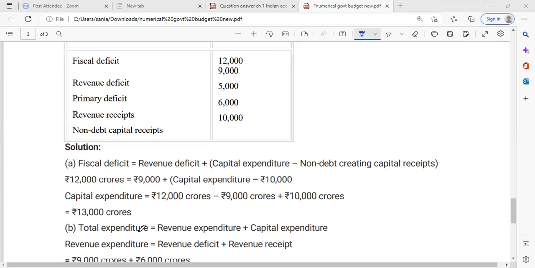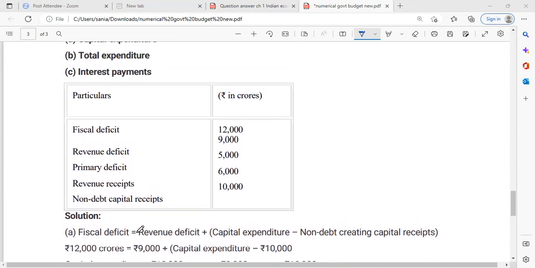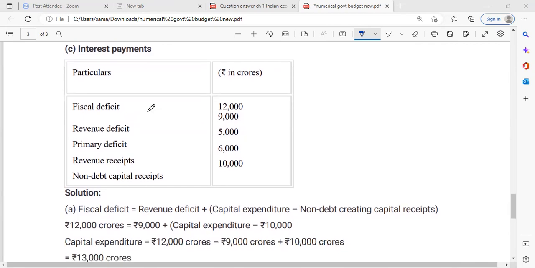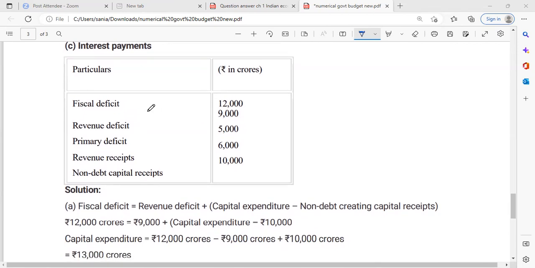After that, total expenditure, you know, revenue plus capital. Okay? I've just showed you the formula. Solve it and then tell me. That will be 3,000 plus 1,000. And then, so the capital expenditure is 13,000. Okay, yes.